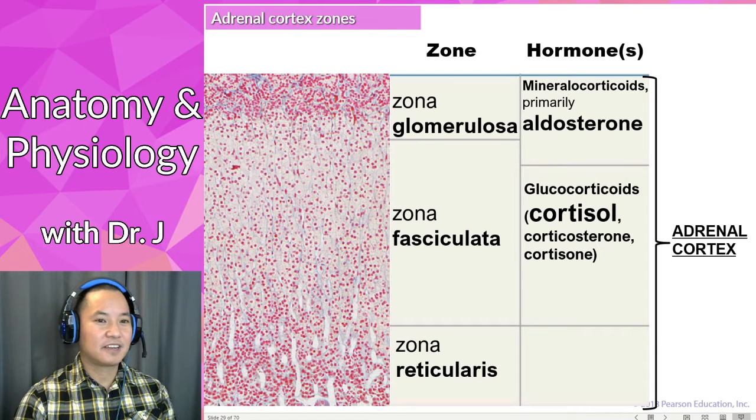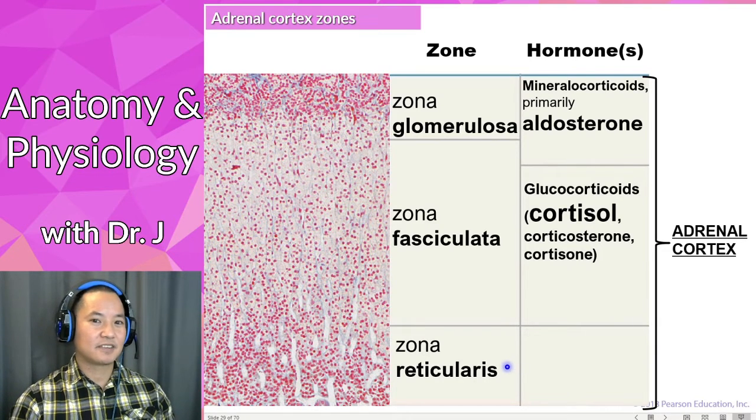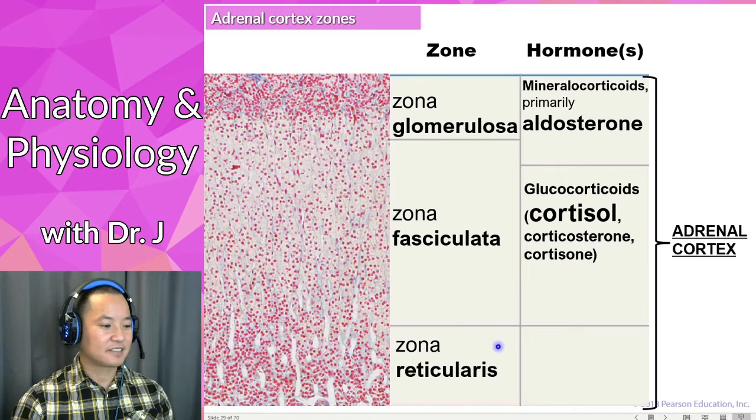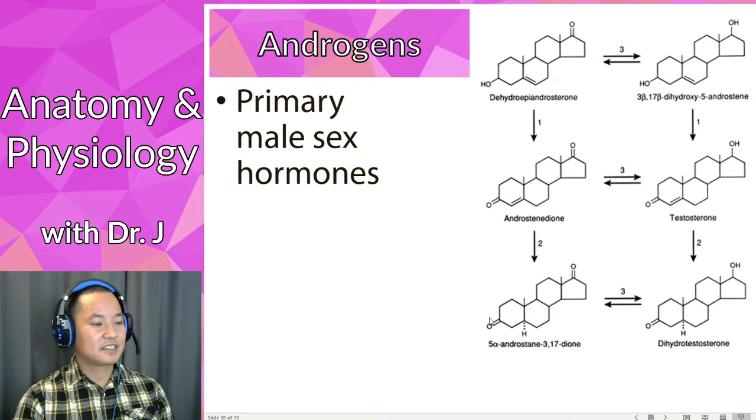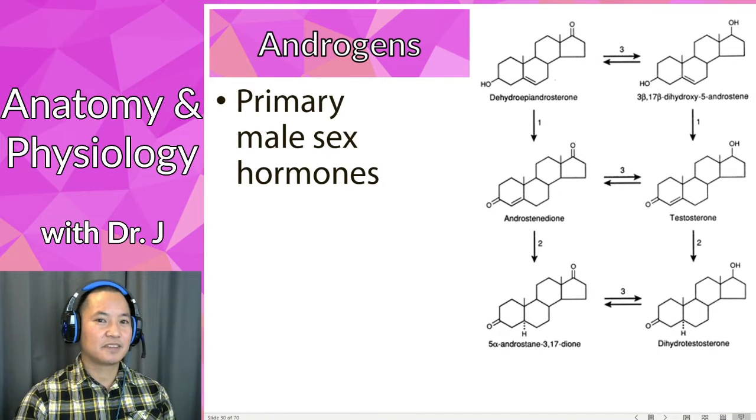Now, zona reticularis, this is the deepest layer of the adrenal cortex. Is it the deepest layer of the adrenal gland? Nope, just remember that you have the adrenal medulla lurking just below and inner to this, but the innermost part of the adrenal cortex is the reticularis. And what does that make? That makes androgens, and that might sound familiar. So androgens include all of these hormones I'm showing right here. So it's a class of hormones, and these are your primary male sex hormones.